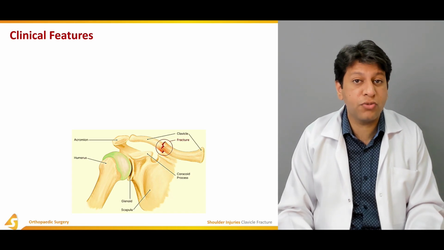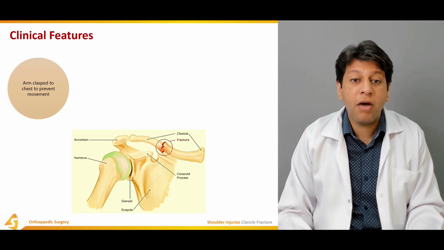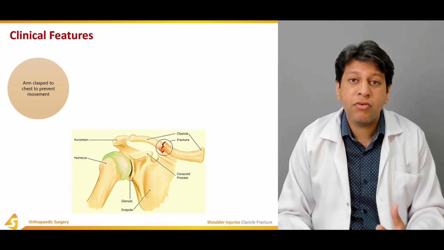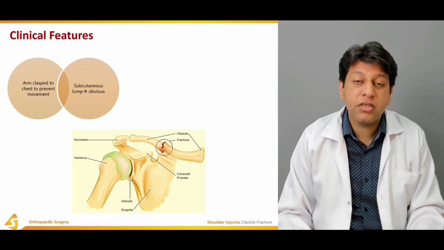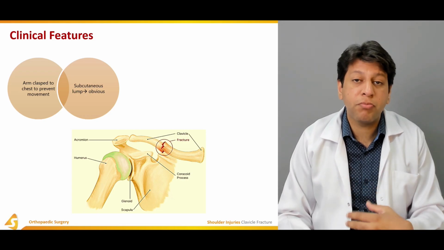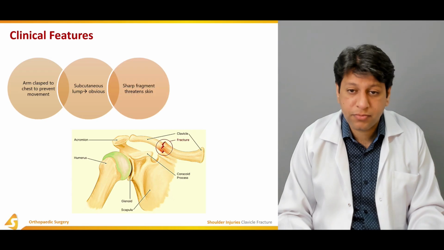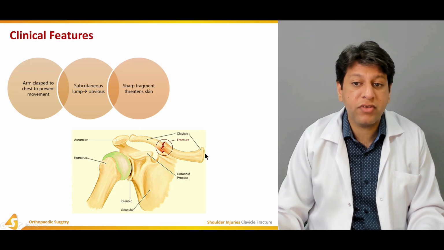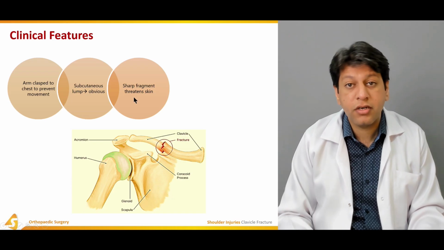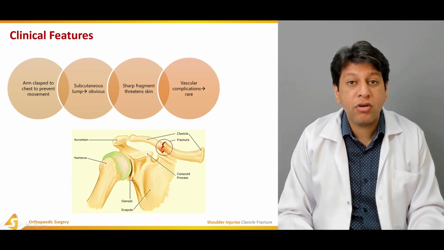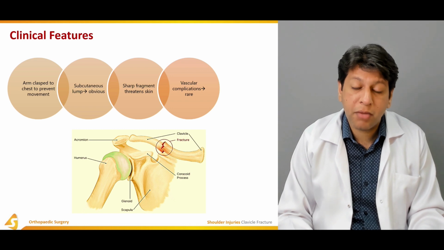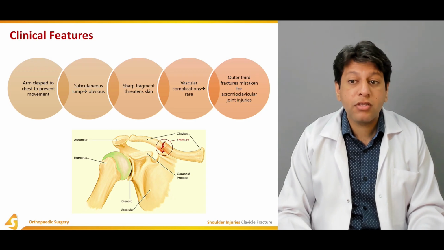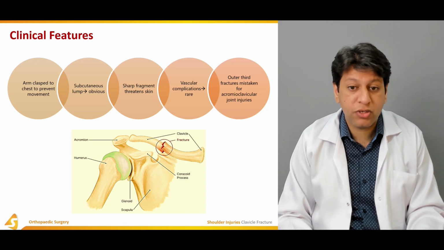Coming to the clinical features, what will be the clinical features? The arm would be clasped to the chest to prevent movement. Definitely there will be pain on shoulder movement. A subcutaneous lump or obviously swelling would be present over the collar area. There may be a sharp fragment, which is usually the fragment being pulled upward, which tents the skin. There may be a vascular complication, although it's very rare, but it can happen with the rupture of the subclavian vessels. The outer third fractures may be mistaken for acromioclavicular joint injuries as well.